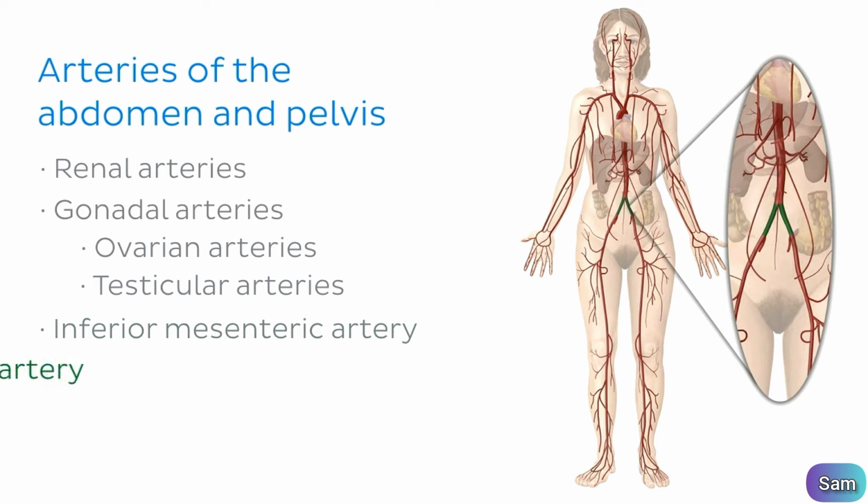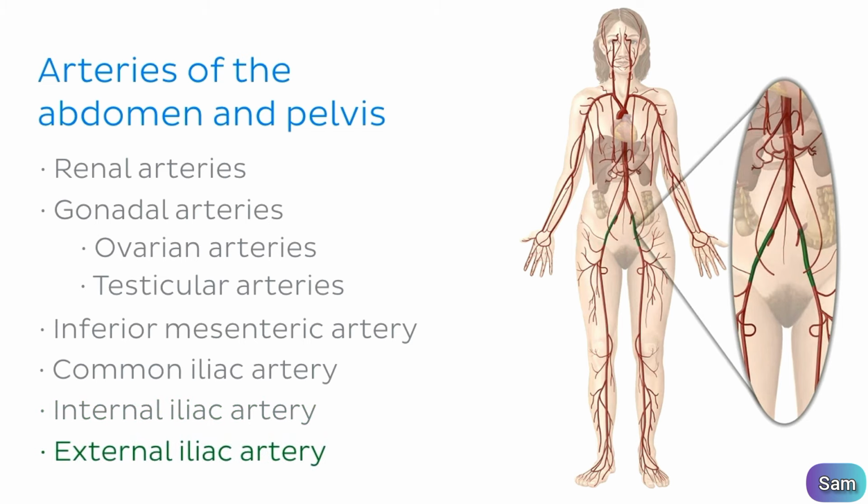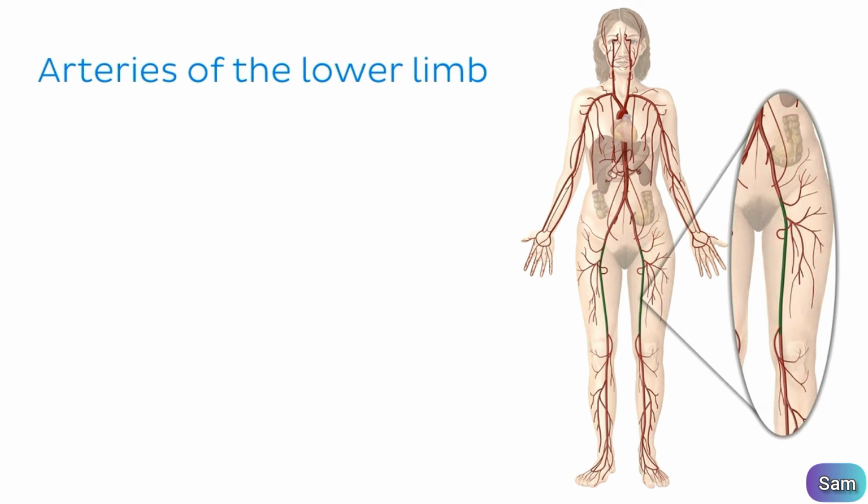Then we talked about the common iliac artery, which bifurcates off the descending aorta, as you can see. Then we talked about the internal iliac artery, which is the smaller of the 2 branches that come off the common iliac artery. And we talked about the external iliac artery, which is the larger of these 2 arteries. Finally, we moved on to the arteries of the lower limb, and we began with the femoral artery, which is a continuation of the external iliac artery.